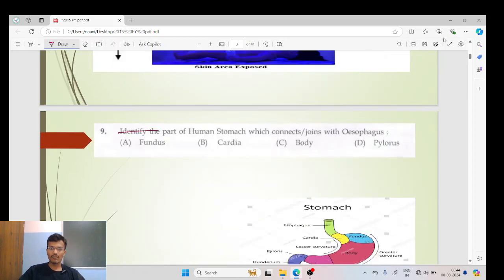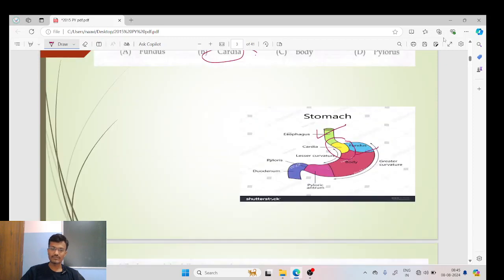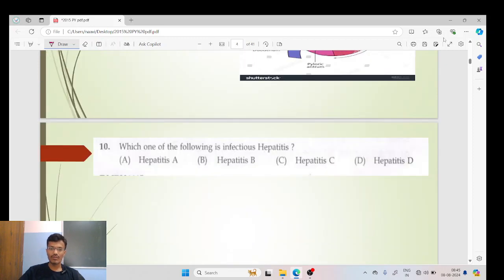Identify the part of the human stomach that is connected to the joint of the esophagus. So the answer is cardia. Cardia is the connection between the esophagus and stomach. Which of the following is an infectious hepatitis? That is hepatitis A, the right answer.